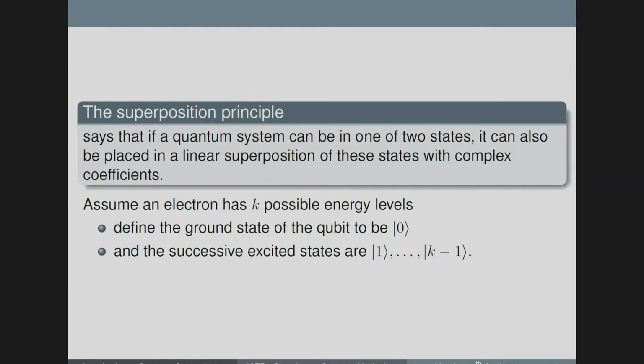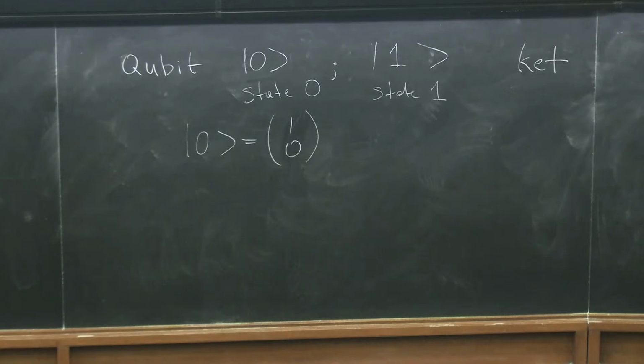So now what I want to do is talk a little bit about the superposition principle. We already talked about how your qubit has two states, 0 and 1. But in principle, you could have k states. Classically, think about energy levels: you could populate the 0 state, the first state, the second state, the third state, and so on. So you have many states.